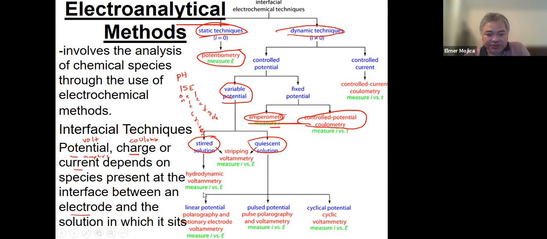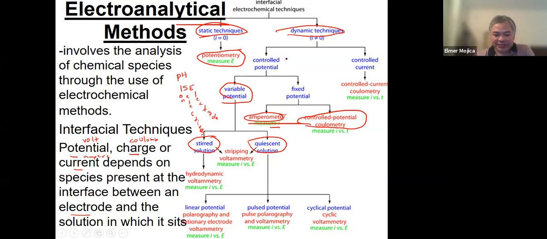Now, if it's a stirred solution, you have hydrodynamic voltammetry, which measures the current versus the potential. But if you have a quiescent solution, both of these, the stirred solution and the quiescent solution, have stripping voltammetry. But if you look at them specifically here, you can have a linear potential giving you polarography and stationary electrode voltammetry. If it involves pulse potential, that's pulse polarography and voltammetry. And if it's a cyclic potential, that's called cyclic voltammetry.